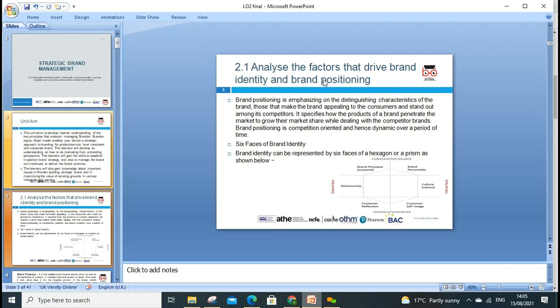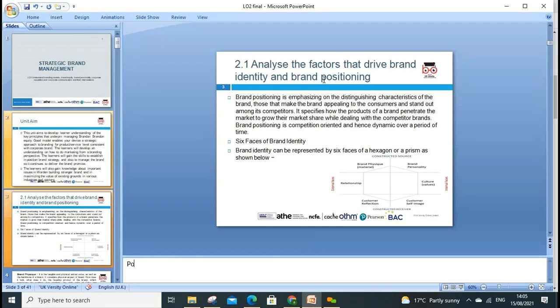So 2.1, analyze the factors that drive the brand identity and the brand positioning. So what is brand positioning? A couple of you may have learned about it as the positioning map. We want to be the first brand, number one in the ranking. If we really want to win in the eyes of the customer, our brand will be number one.